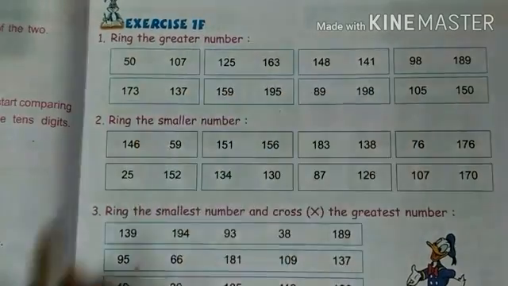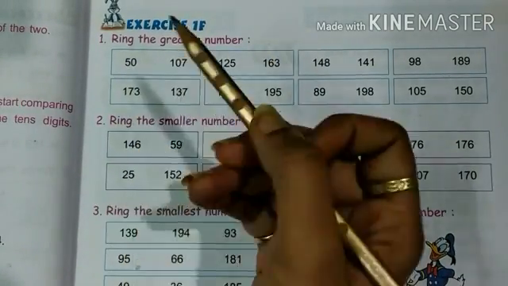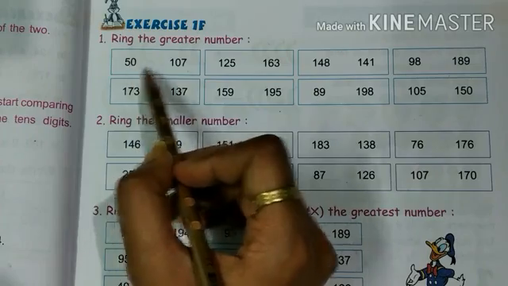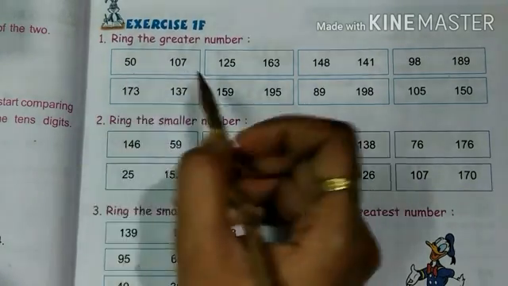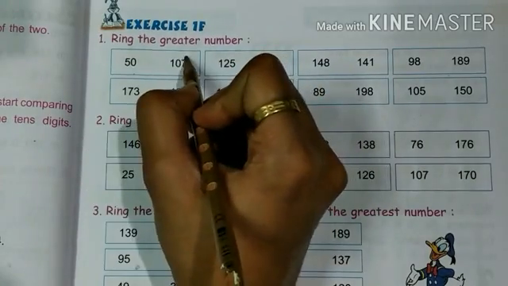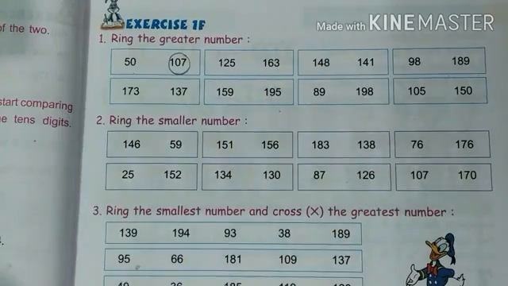Now let's solve the exercise. Exercise 1F. Ring the greater number. Here 50 and 107. As you already know, this is a 3-digit number and this is a 2-digit number. So a 3-digit number is always greater than a 2-digit number.